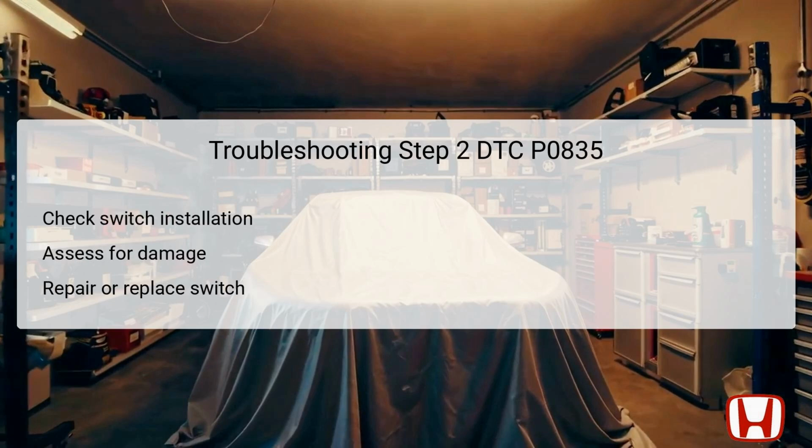In the second troubleshooting step for DTC P0835, the focus is on physically inspecting the clutch pedal position switch B installation. Start by closely examining the switch for any signs of damage or looseness that might affect its performance. A damaged switch may not send proper signals to the ECM or might cause intermittent connectivity issues. If damage is detected, repairing or replacing the clutch pedal position switch is necessary to restore normal functionality. If the switch appears to be intact and properly installed, technicians proceed to the next diagnostic step.